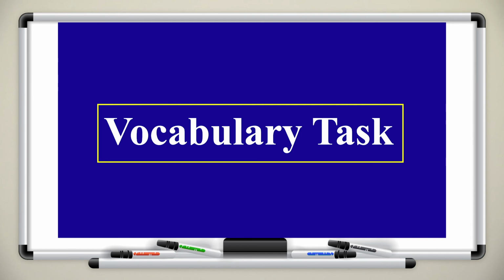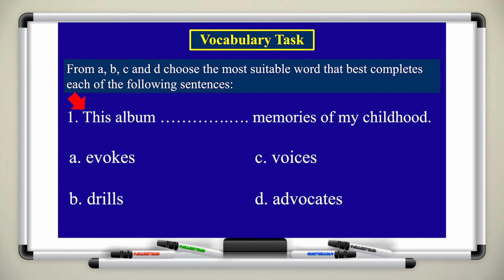Now let's go ahead and take some vocabulary tasks. From A, B, C, and D, choose the most suitable word that best completes each of the following sentences. In the first sentence, this album, blank, memories of my childhood. So is the word here evokes, drills, voices, or advocates? Whenever you come to a vocabulary task, always look for the key words. For example, you have the word album and the word memories. So based on these keywords, the answer is evokes.